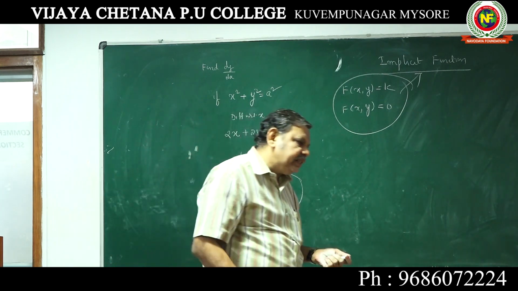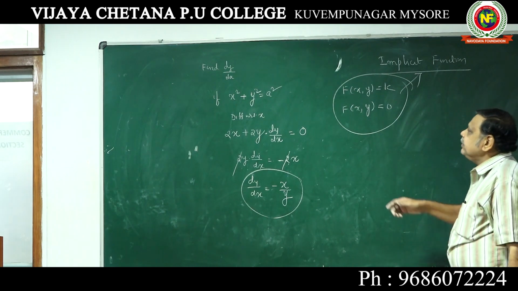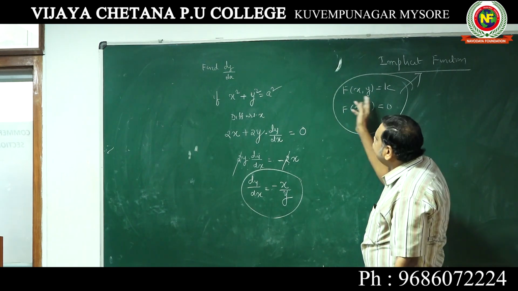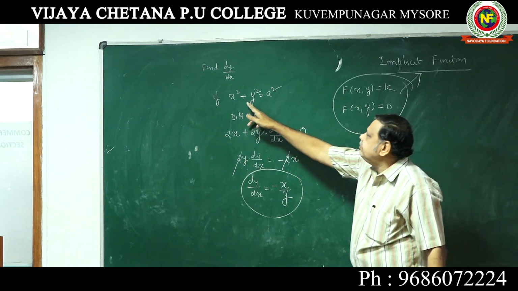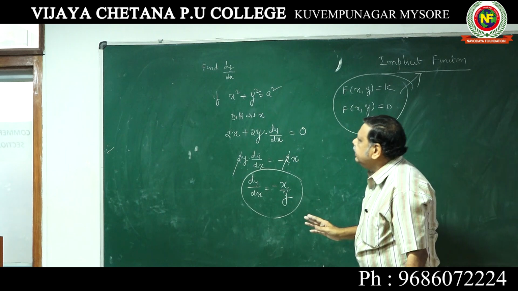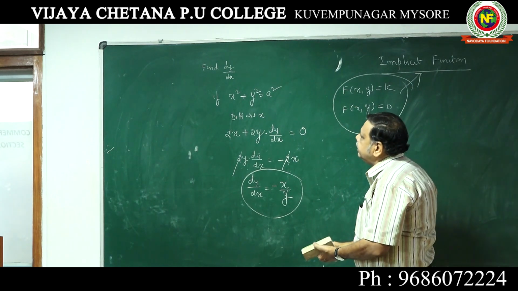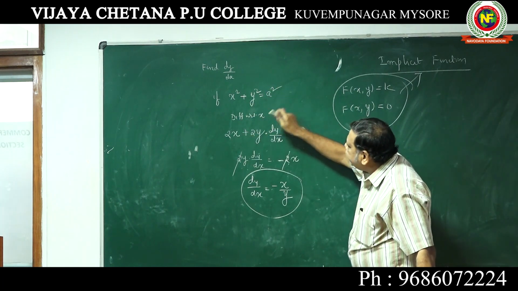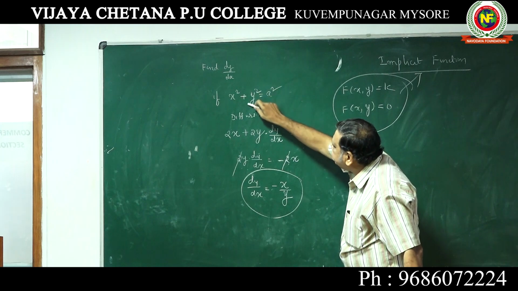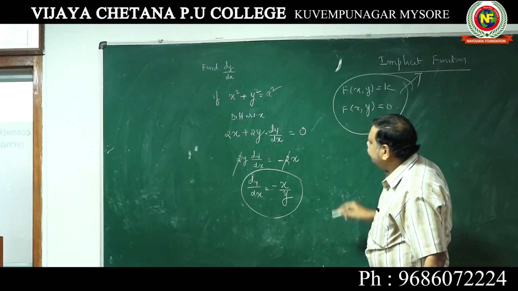Sometimes they keep 2 marks, sometimes they keep 3 marks. Again I will explain. Here implicit function means both x and y should be there in a function. So here x, y, a, all the things are there. It is an implicit function. When you are differentiating, x square gives 2x, y square gives 2y. One important thing is when you are differentiating the y variable, you have to put dy by dx, and the right side is 0.